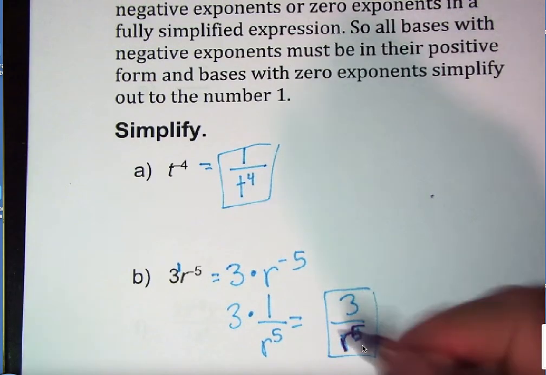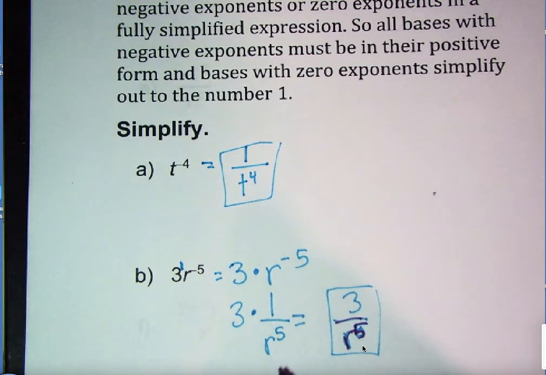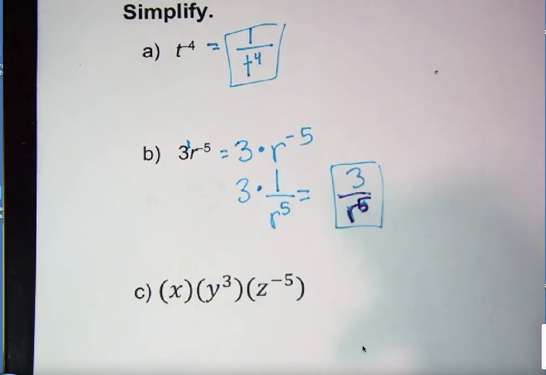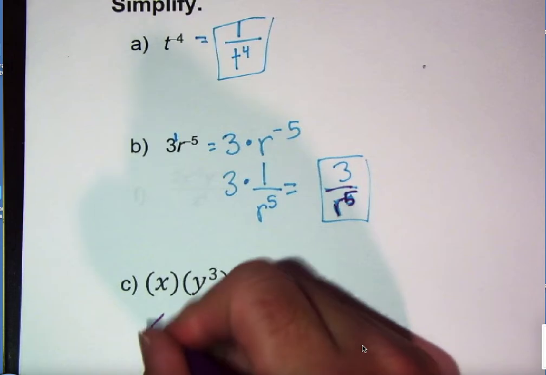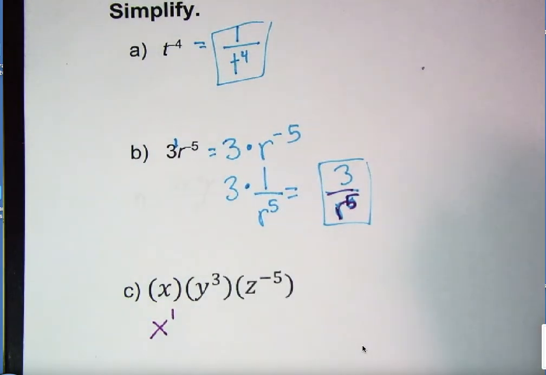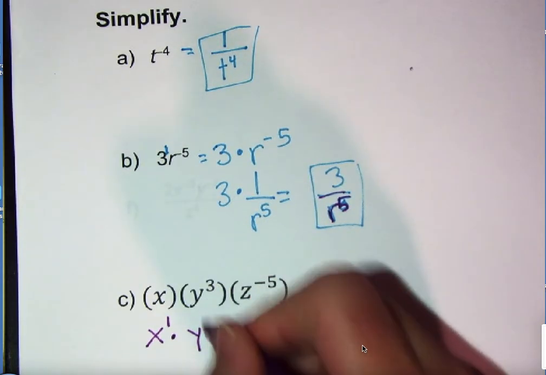Some things to notice, the negative exponent, like here. There it is, that's positive form. But 3 was cool, it's fine. All right, our third one, we're going to try to simplify. X to the first, is that okay? Definitely. Times y to the third. Does that need to get simplified? No.